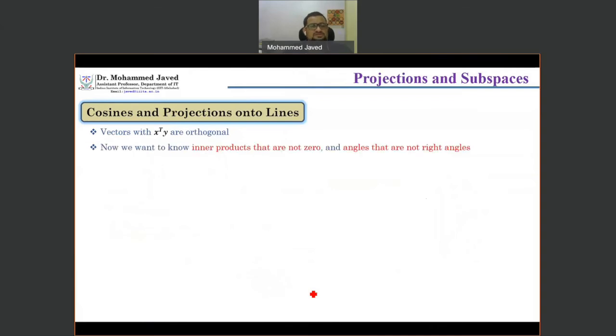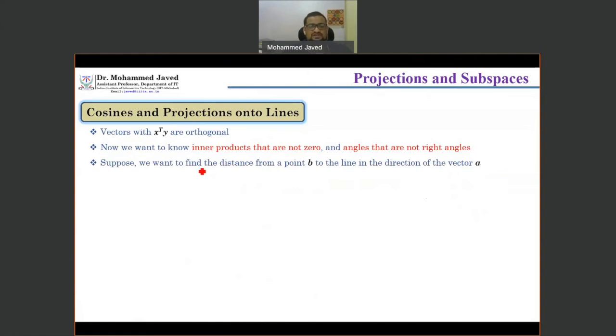And now, vectors with x transpose y equal to 0 are orthogonal. So this we know, right? If there are two vectors and their dot product is 0, then they are orthogonal. So now comes a very interesting question: what happens when their inner products are not 0, and angles are not right angles? This is a very fundamental idea. If the dot product between the two vectors is not 0, then what is the use of that? What does it represent?